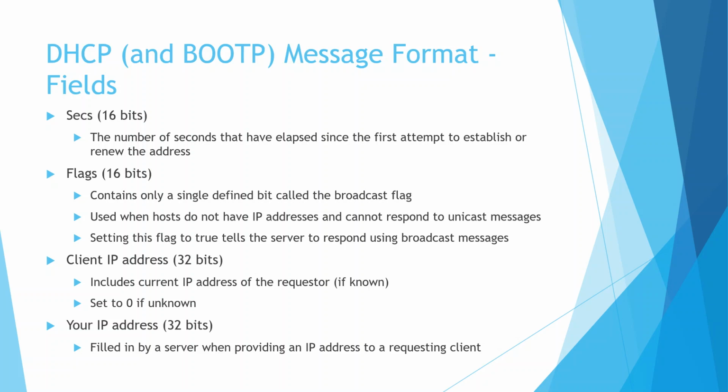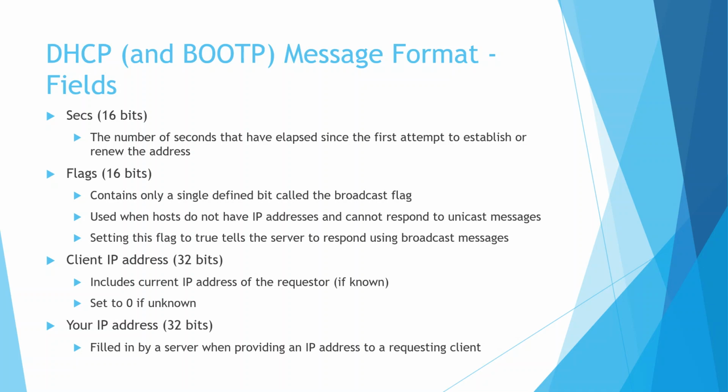Then we have the client IP address, which is going to be 32 bits, as we know already, and it's going to include the current IP address of the requester if we already have one. So, for instance, when we start talking about the renewal process, we're already going to know what IP address we have now, and so we're able to put that IP address in that field if we have it. If we don't have it and it's unknown, then we just set that field to 0.